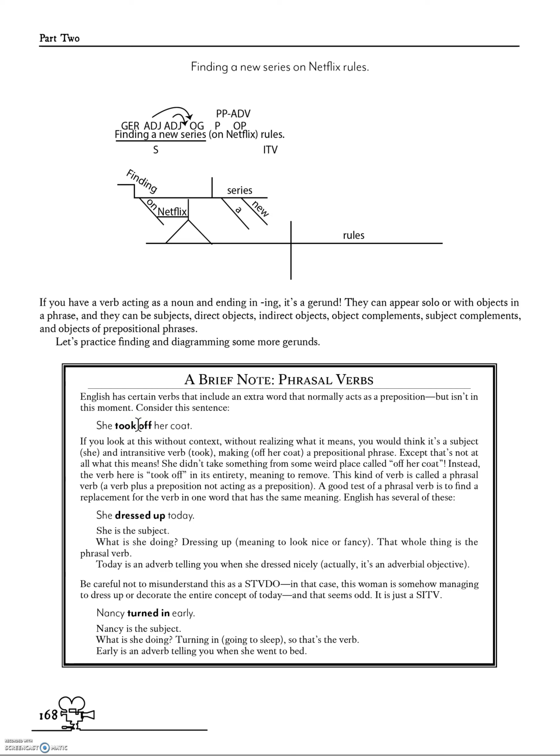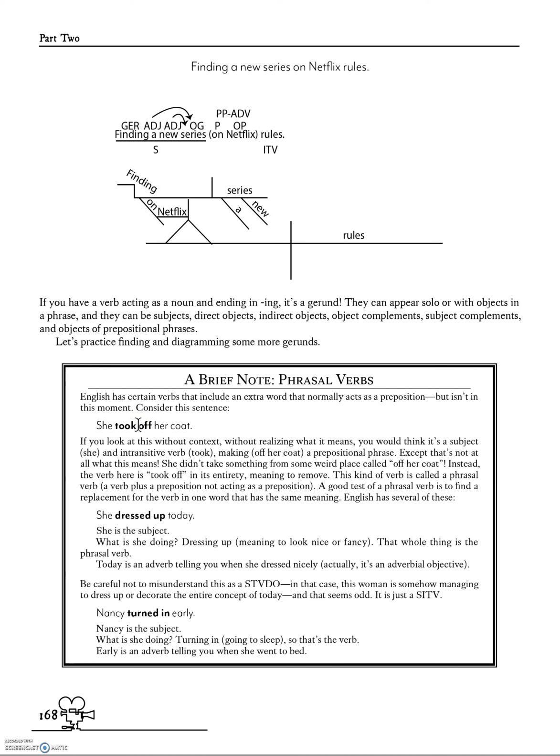One easy trick, if there is one, for phrasal verbs is to replace the phrasal verb with one word. If you can, it's probably a phrasal verb. Like instead of saying took off, I could say she removed, because that's really the action I'm describing. So took off her coat is like removed her coat. So you're like, oh, okay, so it's still a verb. It's one action. So took off is a phrasal verb.